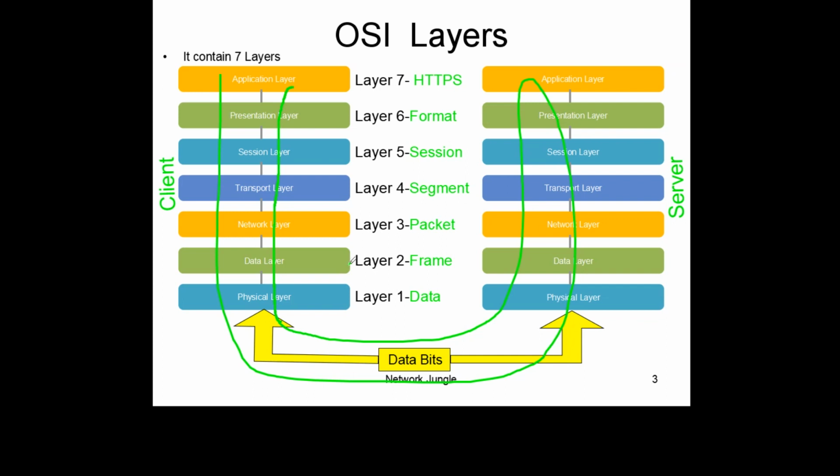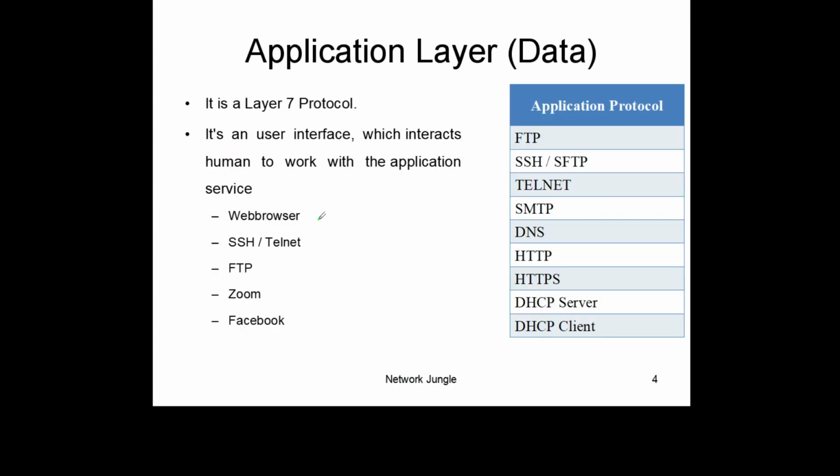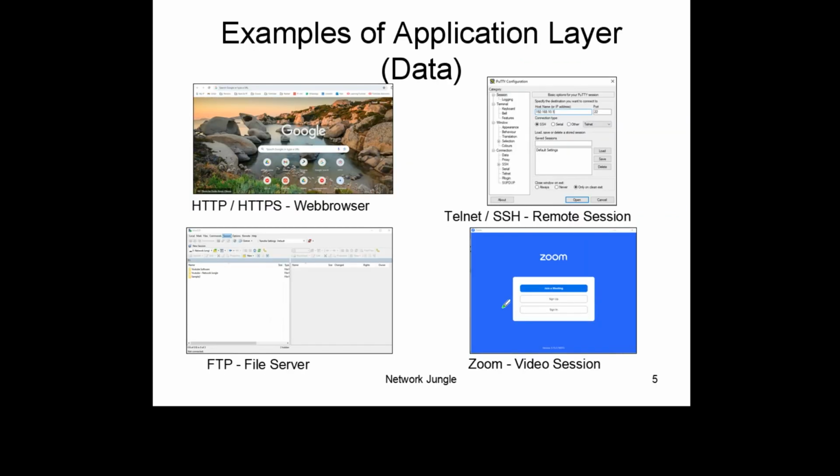Next, we talk about the application layer. It is the layer 7 protocol. It is a user interface which lets humans work with application services like FTP, SSH, SFTP, Telnet, SMTP, DNS, HTTP, HTTPS, DHCP server, and DHCP client. Let's take a few examples.